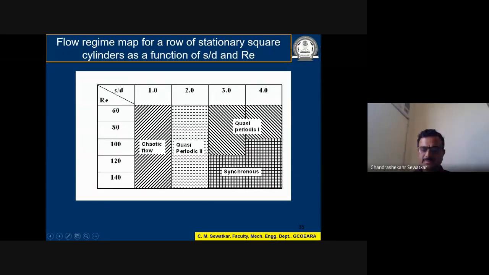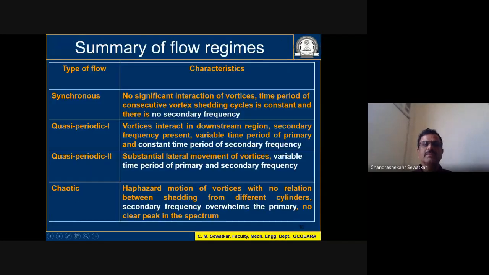So this is the flow regime map. I am just summarizing the flow. The synchronous flow has no significant interaction of vortices. The time period of consecutive vortex shedding cycles is constant, and there is no secondary frequency. That's the synchronous flow. In quasi-periodic 1, vortices interact in the downstream region. A secondary frequency is present, with a variable time period of the primary and a constant time period of the secondary frequency.